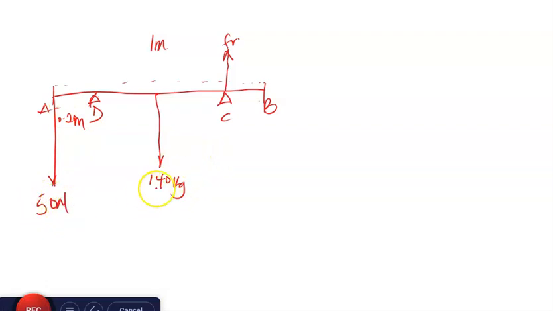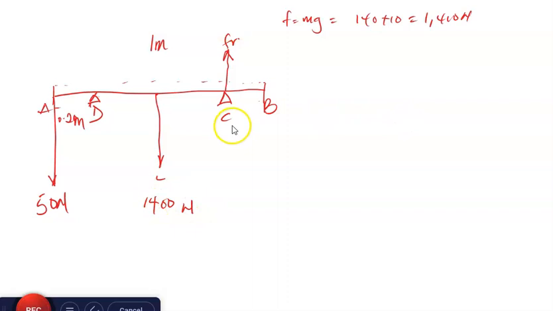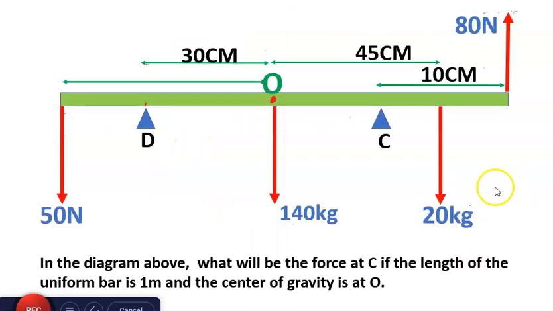Now, let's convert our mass into weight. Our mass here says we have 140 kg, and we know that F equals mg, which is equal to 140 times 10. That's 1,400 newtons. And let's get back to the diagram. We have another weight here of 80 newtons.